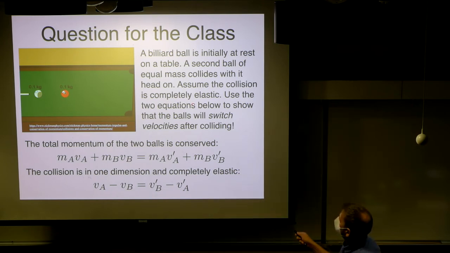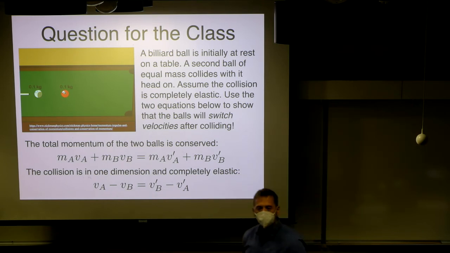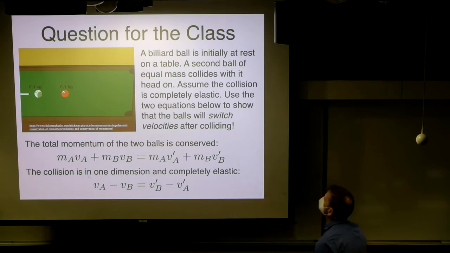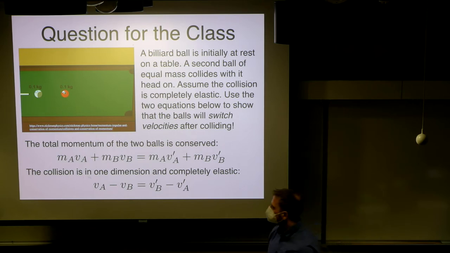Assume the collision is completely elastic. That's actually a pretty good assumption for pool balls. They collide without losing much energy. So this is a pretty good assumption. What we're going to show is that the two balls actually switch velocities after they collide.